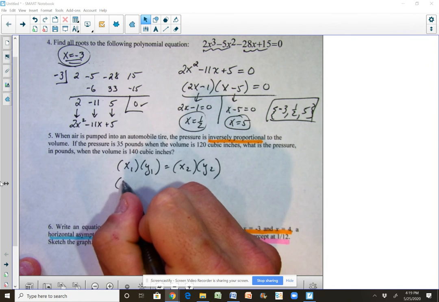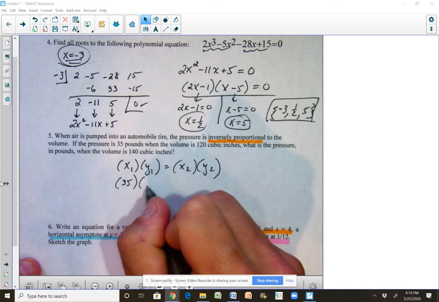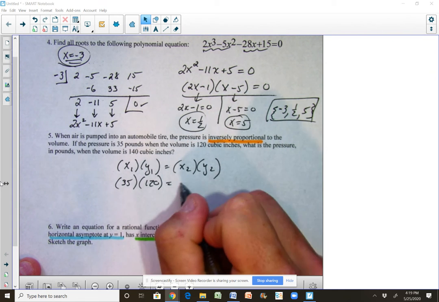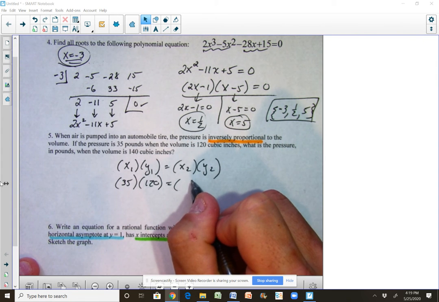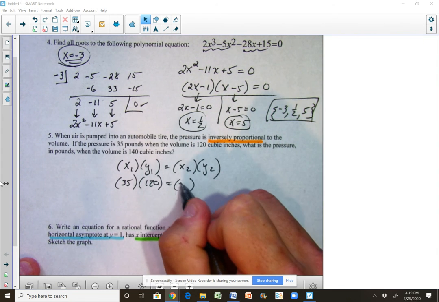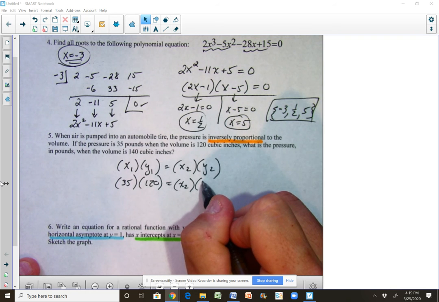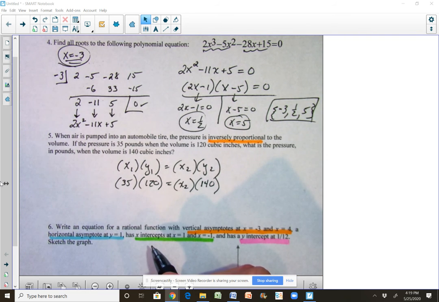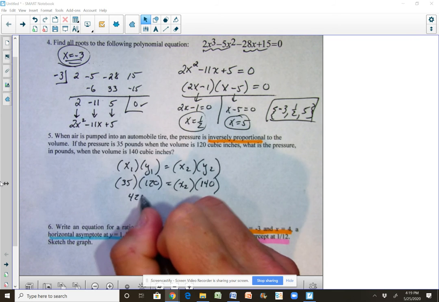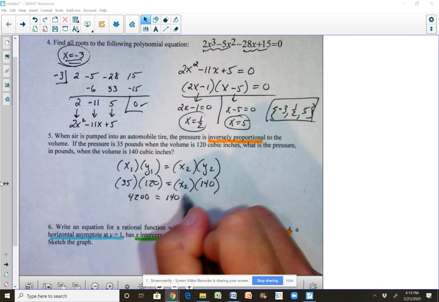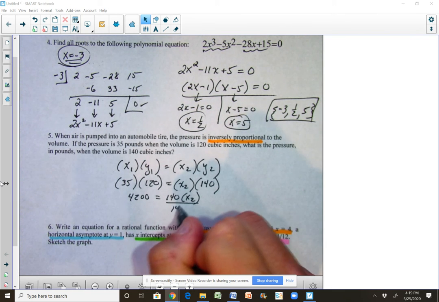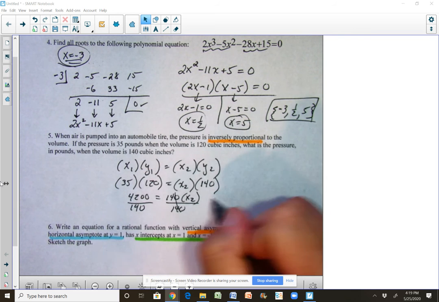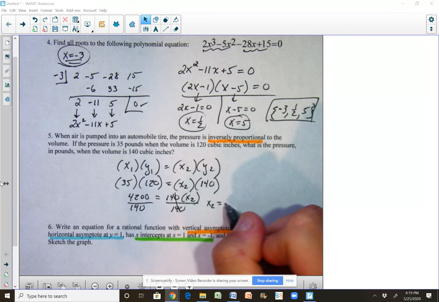I'll make the first number the x. So 35 times 120 is going to equal the product of the others. This one is asking for the second x value, but they give you the second y value. So basically we get something that looks like this. This turns out to be a product of 4,200. It's equal to 140 times x2. You can divide by 140, divide by 140, and we find out that that second x value turns out in this case to be 30.